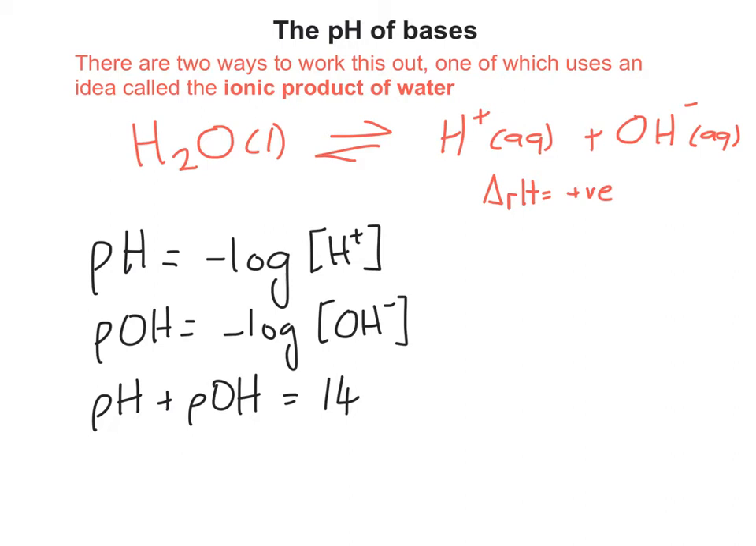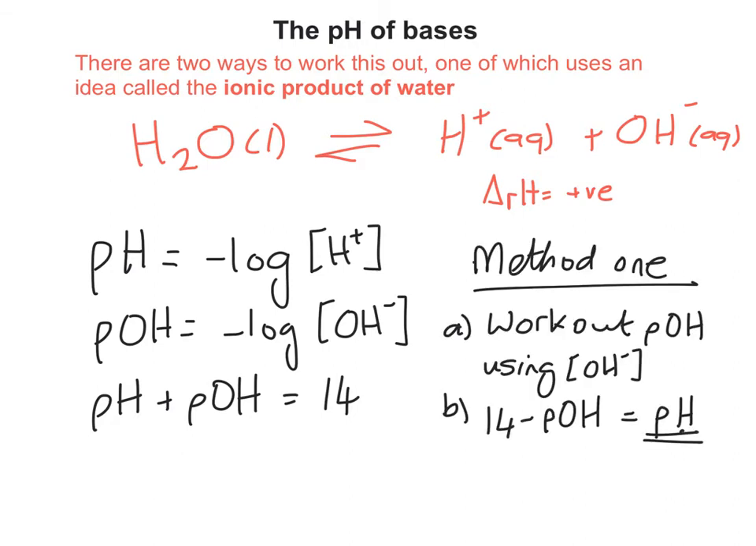So method 1 for working out the pH of a base, you work out the pOH using the OH- concentration and the expression I've just provided here. You then do 14 minus pOH, and that gives you the pH of your base.